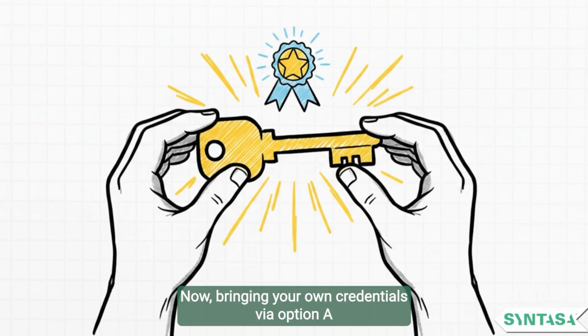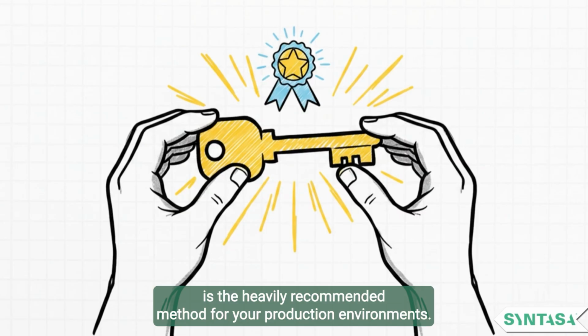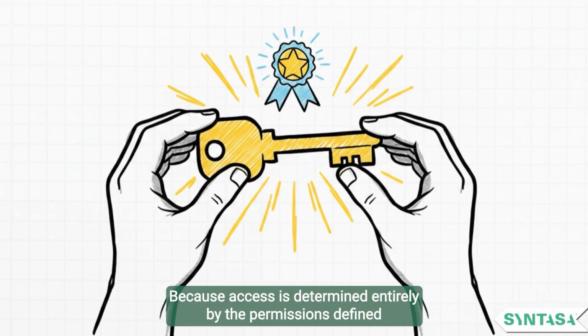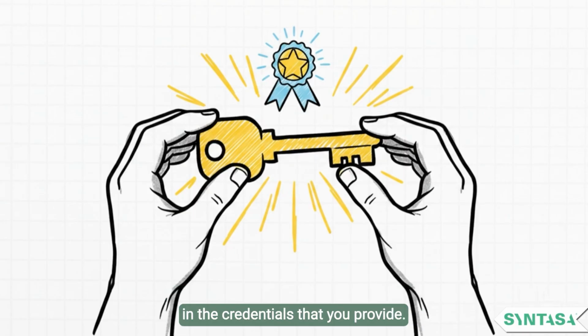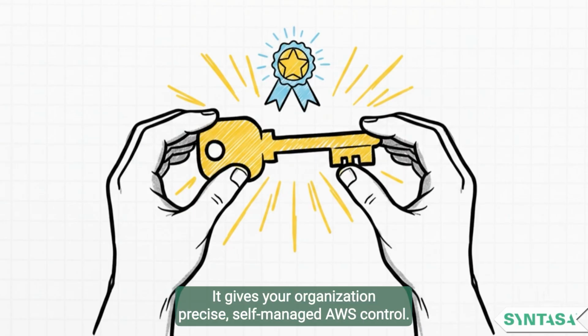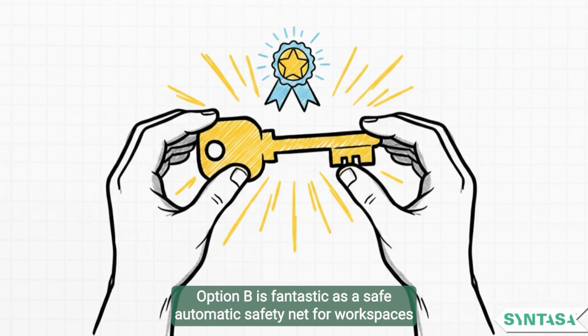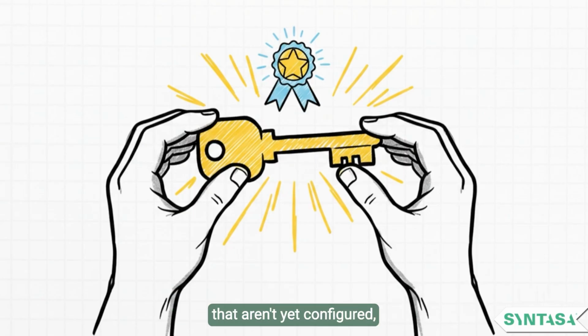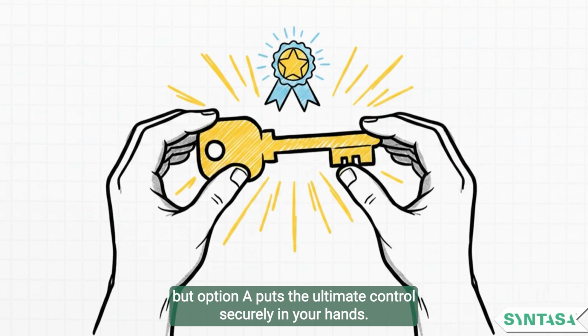Now, bringing your own credentials via option A is the heavily recommended method for your production environments. Why is that? Because access is determined entirely by the permissions defined in the credentials that you provide. It gives your organization precise, self-managed AWS control. In fact, relying on user-provided credentials will eventually become the primary method once it's fully available across all features. Option B is fantastic as a safe automatic safety net for workspaces that aren't yet configured, but option A puts the ultimate control securely in your hands.